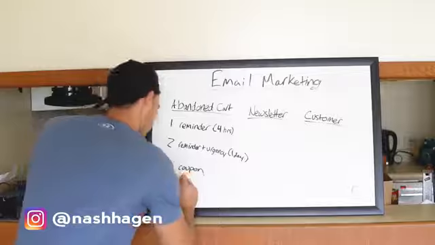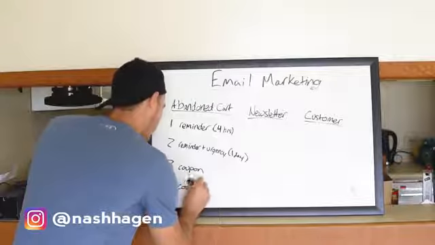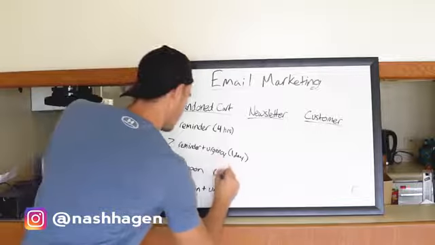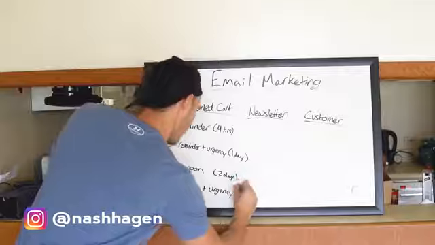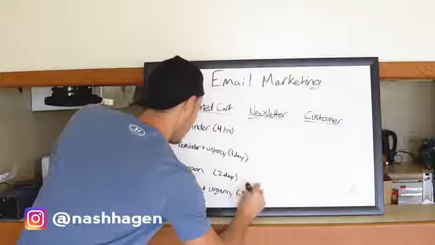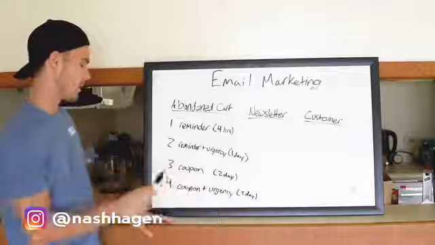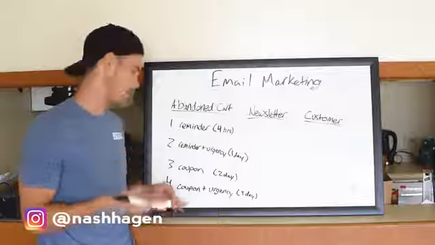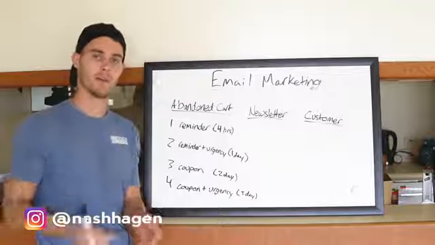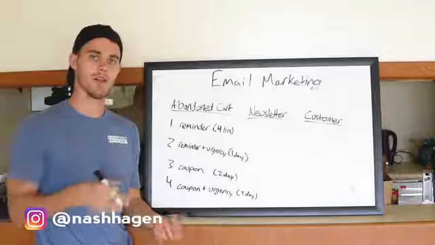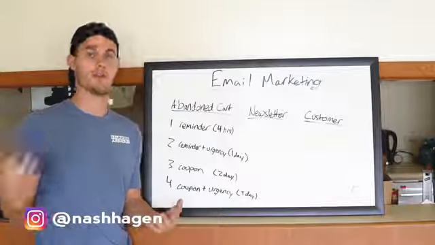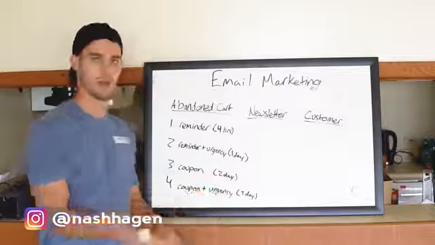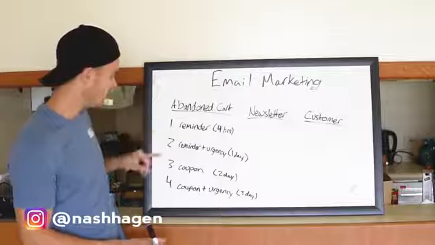Then the last one is a coupon plus urgency. So the coupon I usually do after day 2, and then this one I do after day 3. So it's just like one day in between. But the coupon plus urgency, essentially what that is, you give them the coupon. So say it's 50% off. You give them that coupon, but you say, hey, it only lasts for the next 12 hours. So go ahead and purchase now so you can redeem the coupon, something like that. Because this will make people more incentivized to go actually make the purchase. So these are the 4 emails that I use.